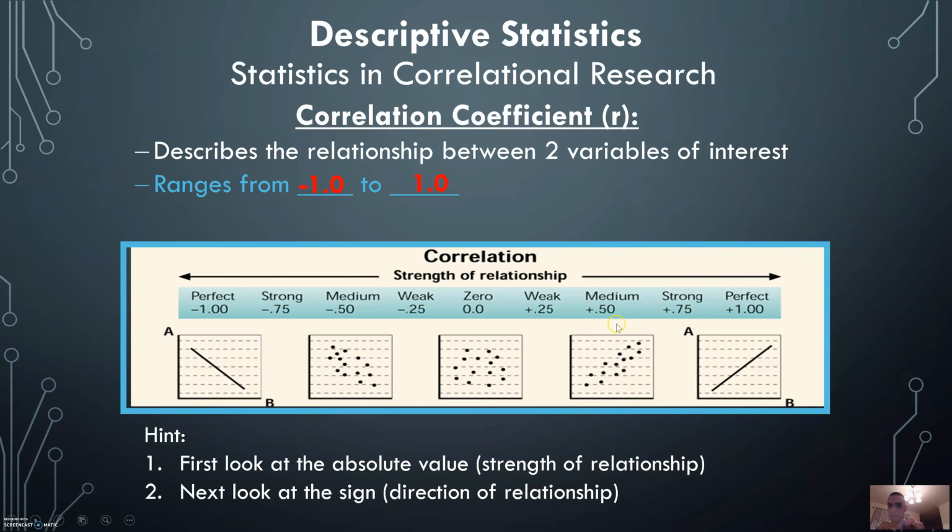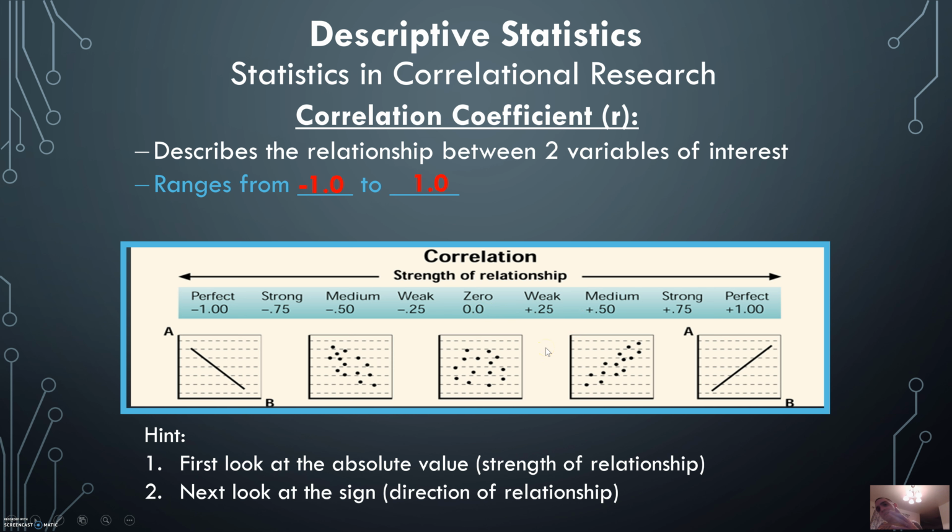So how do I look at this, Dr. Boyce? Well, the first thing you want to do is take the absolute value of the correlation of interest. So if you have a 0.25 correlation or a -0.25, you'll be able to tell that's a weaker correlation because it's closer to 0 than, say, a 0.50.